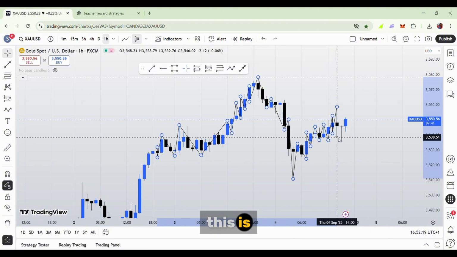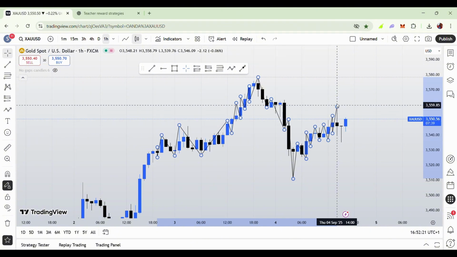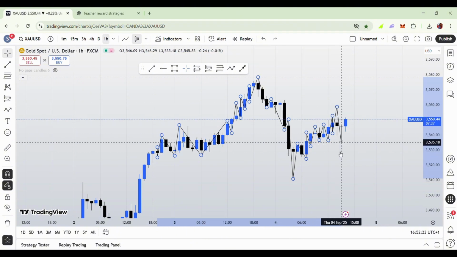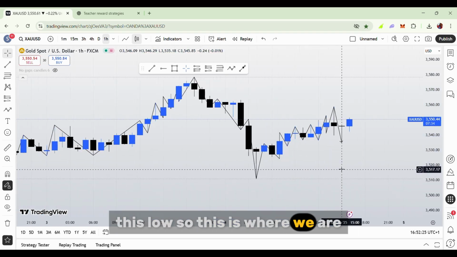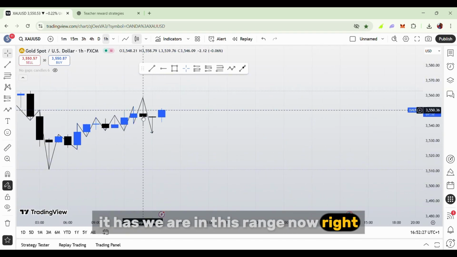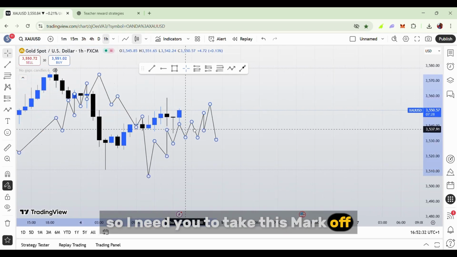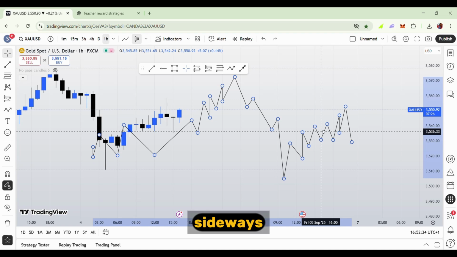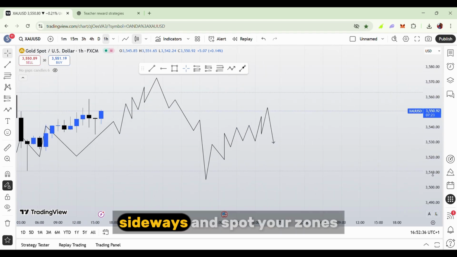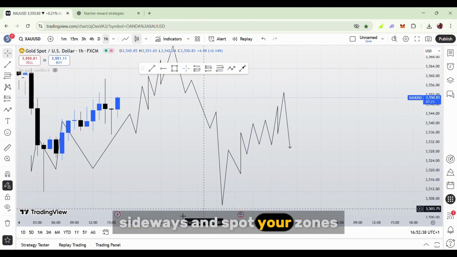Yeah, this high brought this low. So this is where we are. We are in this range now. So I need you to take this markup sideways, and spot your zones.